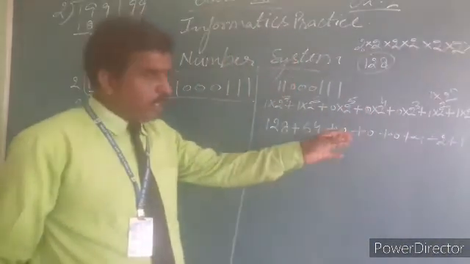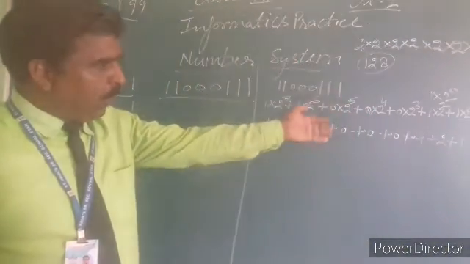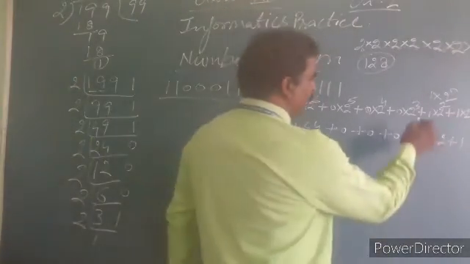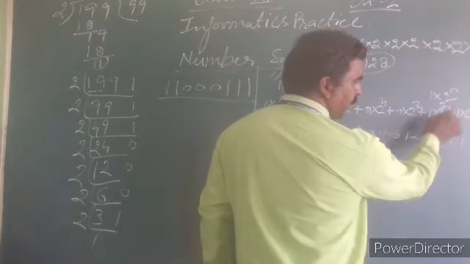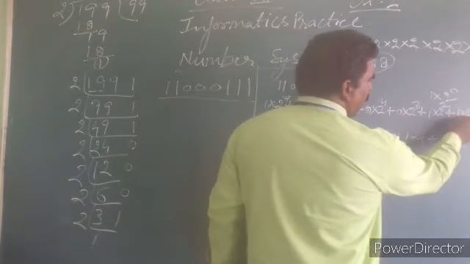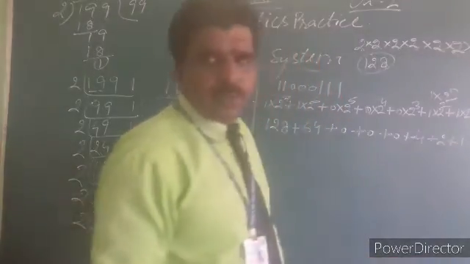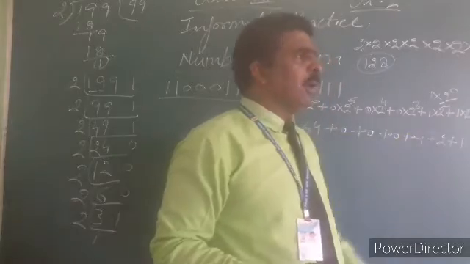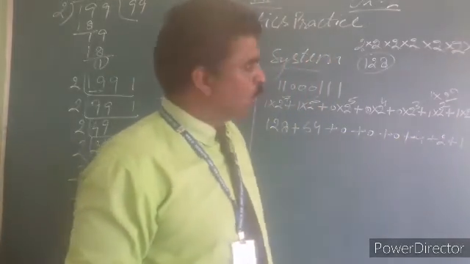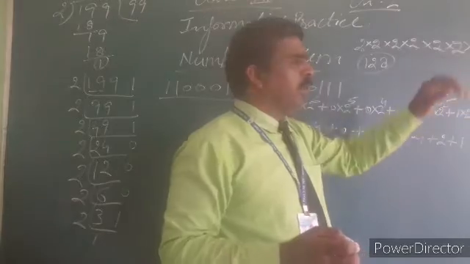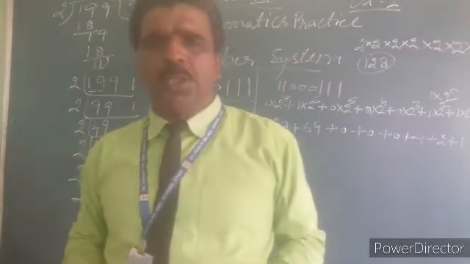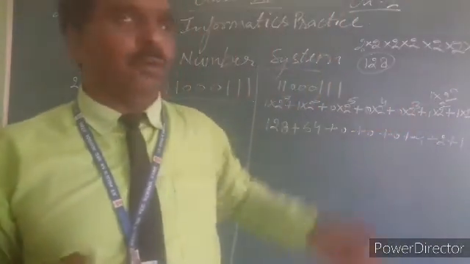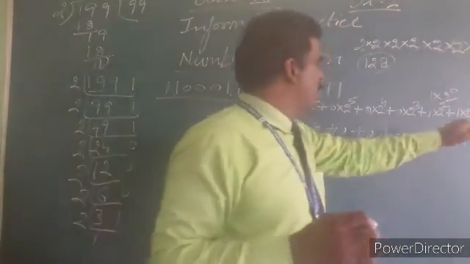I think you are able to understand why we are writing this. I think you can better understand. 2 twos are 4, 4 into 1 equals 4. Here the power of 2 is 1. So it means 2 should be multiplied by 1, which means 2 ones are 2. After that the power of any number is 0. It means that value will be understood as 1. So 1 into 1 equals 1.